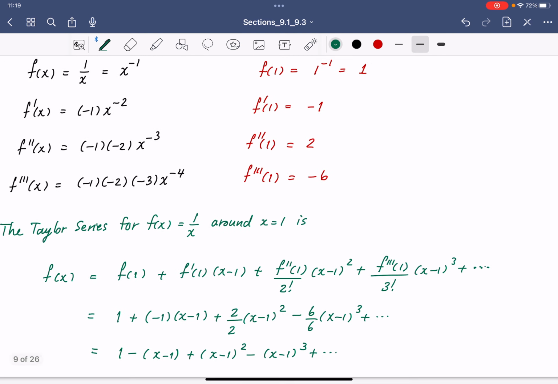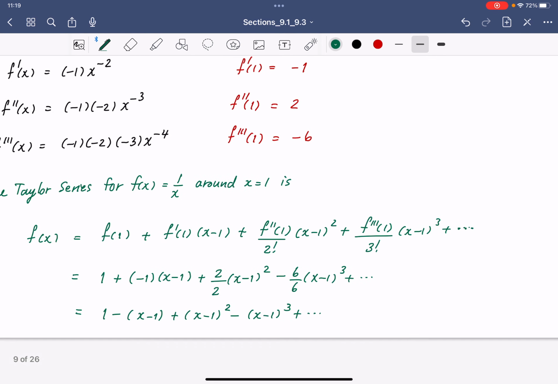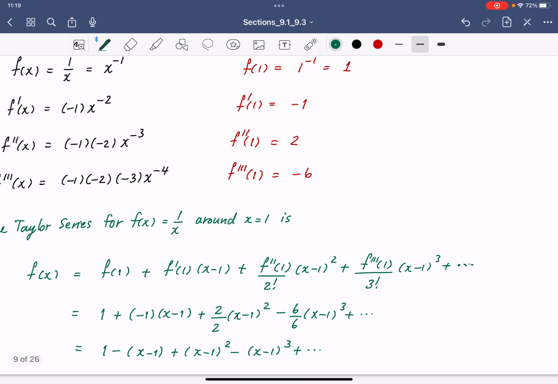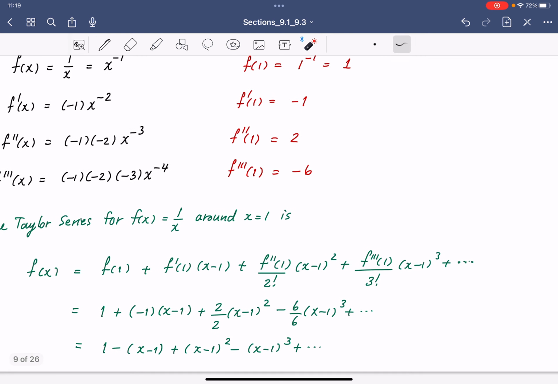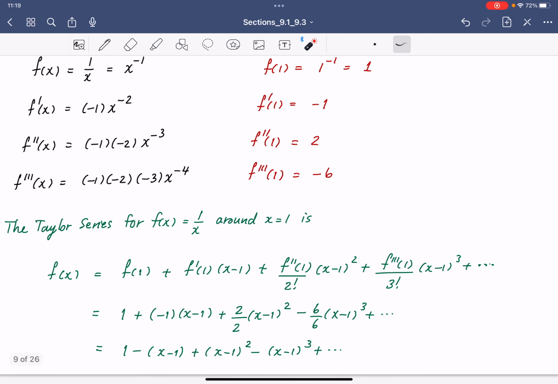You can see the coefficients cancel out perfectly, which you can claim is true because every time you take a derivative, the numbers keep going. The fourth order derivative gives you 1, 2, 3, and 4, which cancels with 4 factorial here. So at the end, this is the Taylor series for 1 over x.